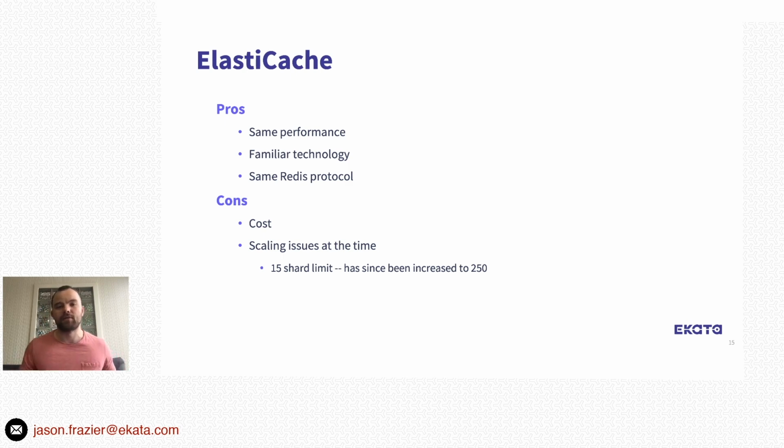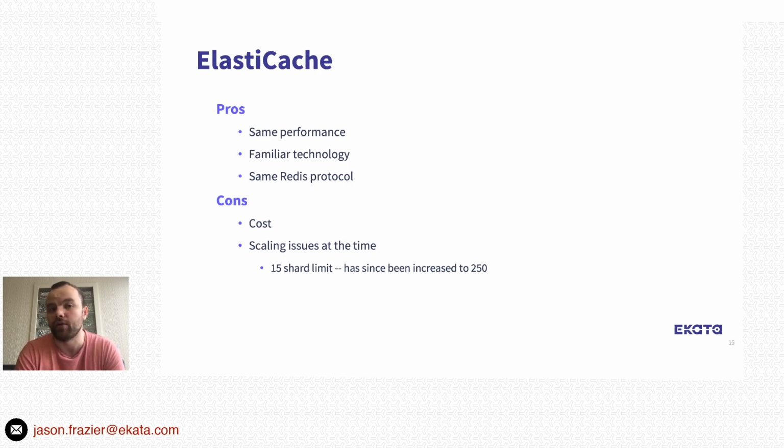As some of you may or may not know, there's quite a large upcharge on nodes for ElastiCache. So ElastiCache gets very pricey very, very quick. And so this is probably one of the biggest cons, that it just costs a lot of money. And like I mentioned earlier, at the time, there were some scaling issues. There was a 15 shard limit. And this has recently been upped to 250 shards. But at the time of doing this testing, there was a hard cap.